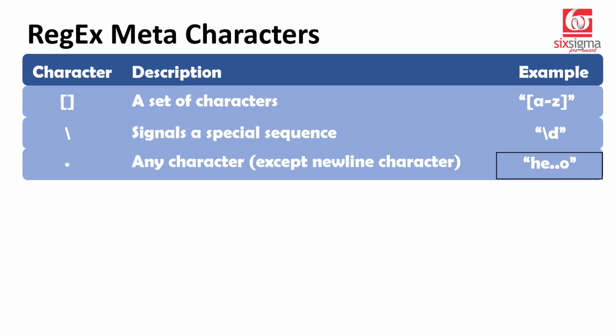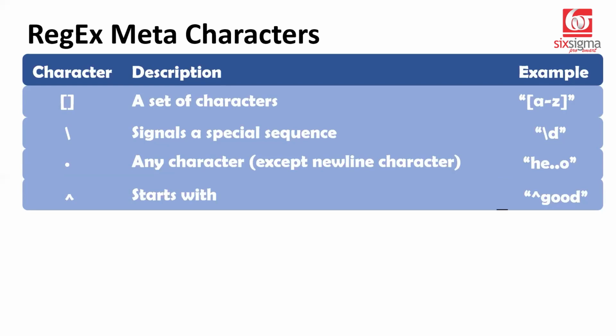So when we say HE.O, it indicates it could be any character except new line character. Not both the dots have to be same. So it could be alphabet, it could be number, it could be anything else, but it cannot be a \n, which is generally a new line character.